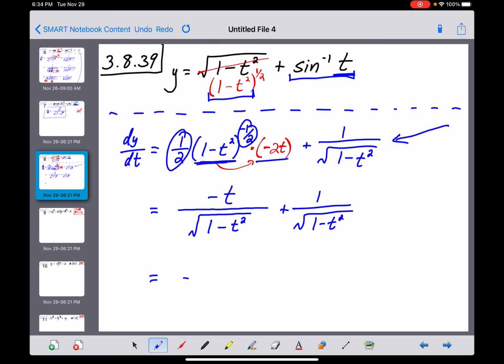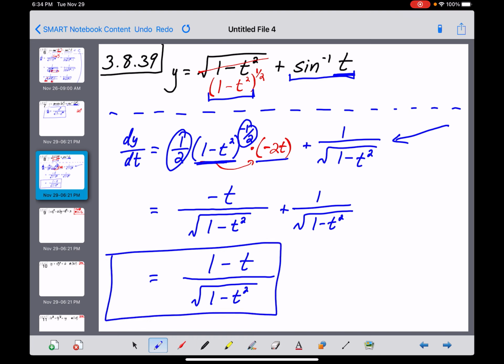So I'm going to combine those now, and I could make that numerator negative t plus 1, but I think it would be prettier if I wrote it 1 minus t all over that common denominator of the square root of 1 minus t squared. And I think with where we are right there, guys, that's about as good as this thing is going to get. I don't think they tried to split that up at all. So I'm looking at their solution, and sure enough, it's 1 minus t over the square root of 1 minus t squared. And that is dy/dt for number 39. Fun little problem there.